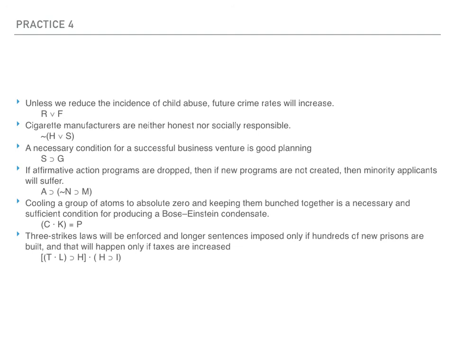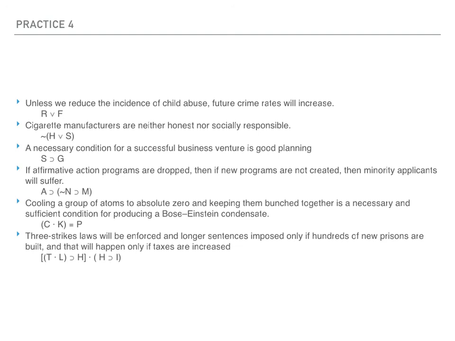And notice that this is how I wrote it here, but with the bracket. On the left-hand side, the main operator is the dot right there, because the comma is telling us where the main operator is, and then after it comes the "and". So that's why the dot becomes the main operator. On the left side of the conjunct, we have the sentence T ⊃ H: three strikes laws will be enforced and longer sentences imposed only if hundreds of new prisons are built. That's the way you represent that.